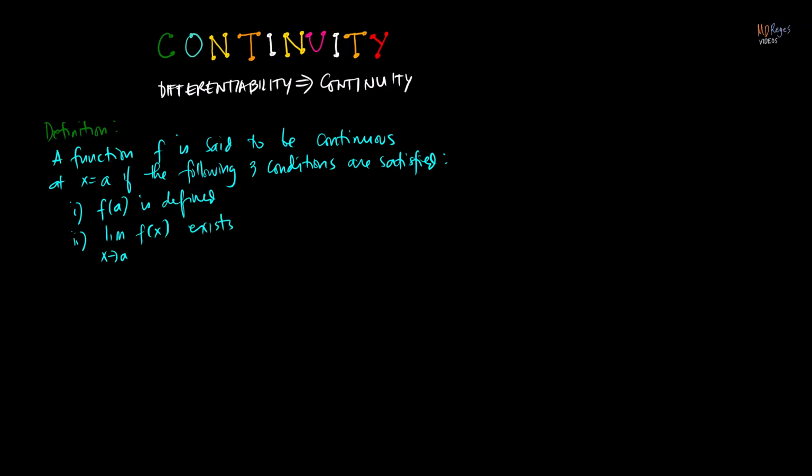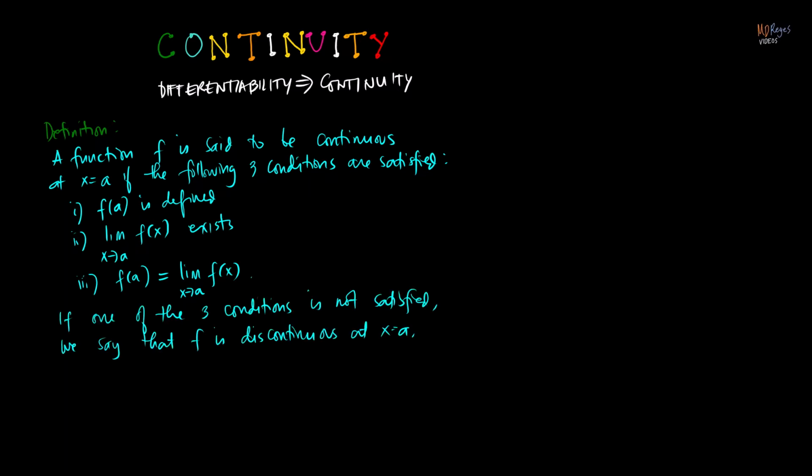We can say that the limit of f of x as x approaches a exists if both the limit of f of x as x approaches a from the right and from the left both exist and both are equal to the same number. And thirdly, f of a is equal to the limit of f of x as x approaches a. Otherwise, we say that the function is discontinuous at x equals a. Meaning if one of the three given conditions is not satisfied, then the function is discontinuous at x equals a.